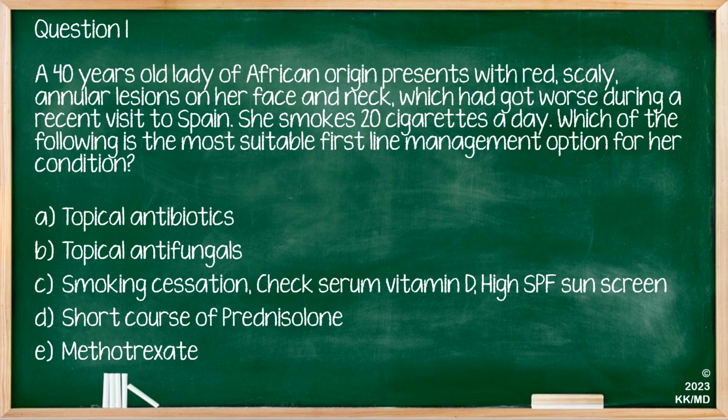And if you think about it logically, you would be thinking about conservative measures and first-line steps before putting people on stronger immunosuppressants such as methotrexate or oral prednisolone. So by having a good exclusion process, even if you don't know the exact condition, which is, by the way, cutaneous lupus, you should be able to get to the correct answer, which is option C: smoking cessation, checking the serum vitamin D and supplementing as appropriate, and applying high SPF sunscreen.